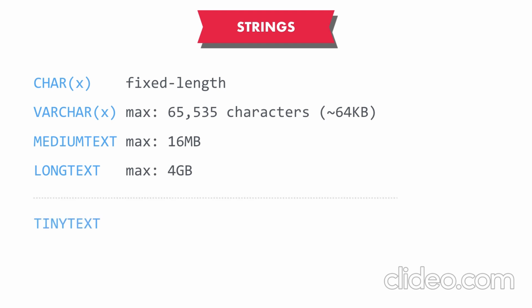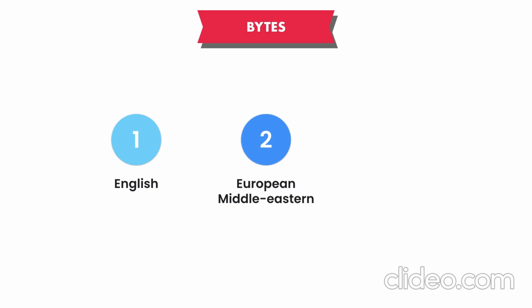We also have tiny text, which can store up to 255 characters, and text, which can store up to 65,000 characters, just like varchar. But for this range of characters, it's better to use the varchar type because it can be indexed. We'll talk about indexes later in the course, but basically, we use indexes to speed up our queries. Also, all these types support international characters. English letters use 1 byte, European and Middle Eastern languages use 2 bytes, and Asian languages like Chinese and Japanese use 3 bytes. So if the type of a column is char of 10, MySQL will reserve 30 bytes for the values in that column.